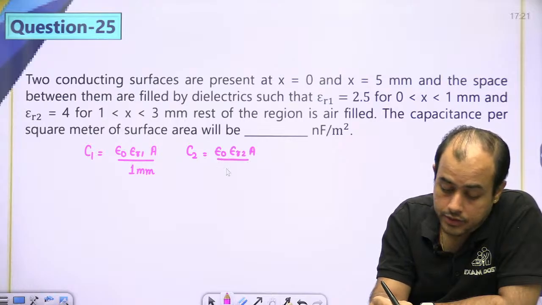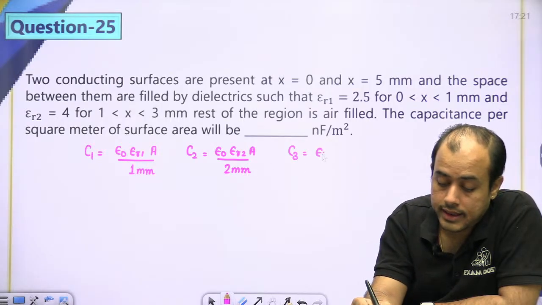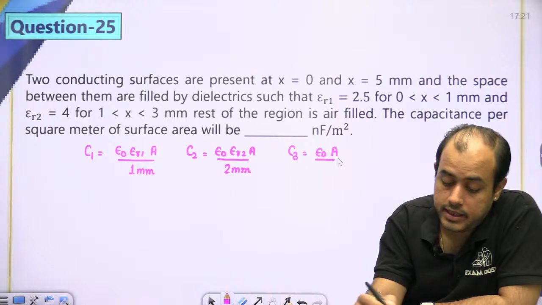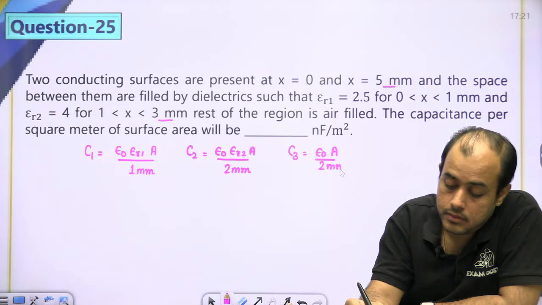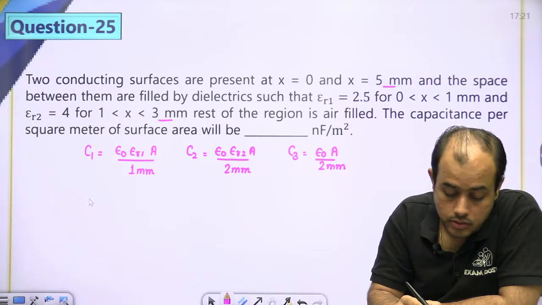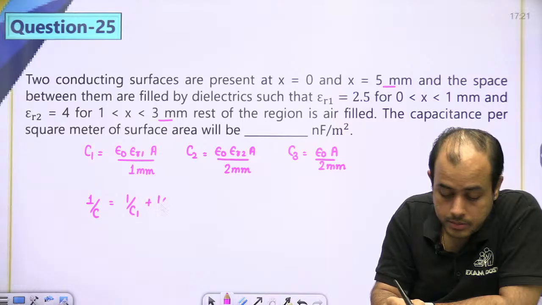For the second one, thickness is 2 mm. For the third, air is the dielectric, thickness will be from 3 up to 5 mm, so 2 mm. So 1 by C will be 1 by C1 plus 1 by C2 plus 1 by C3.